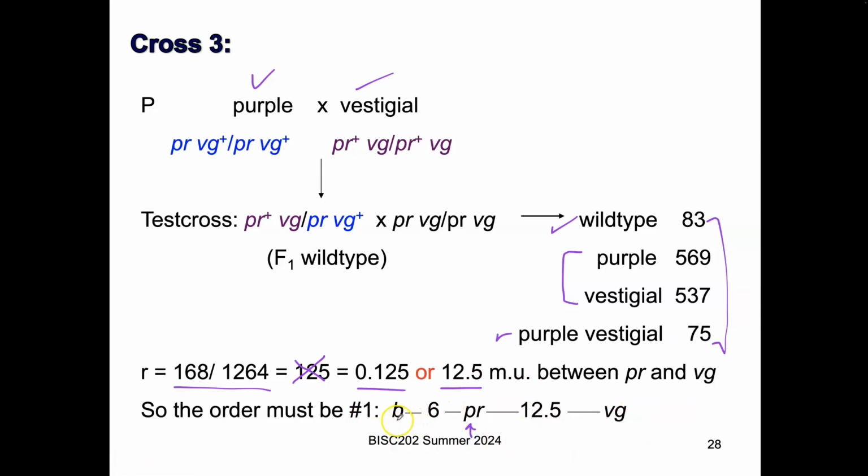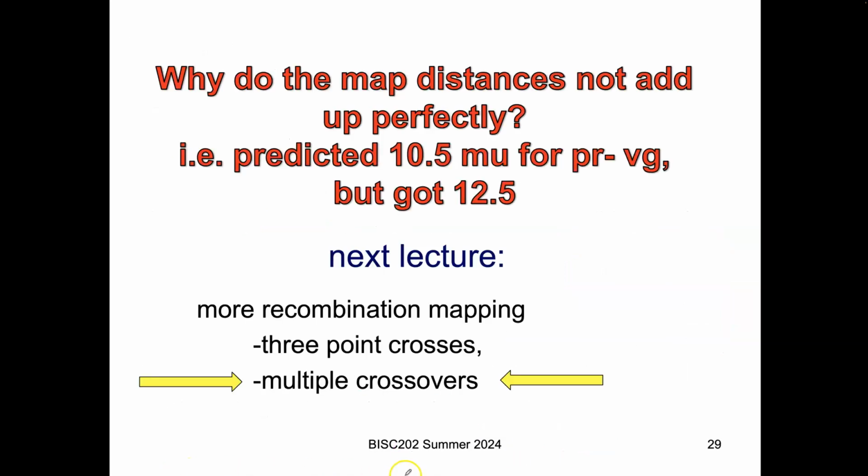And so that's interesting, because for this distance we calculated 16.5 map units, right? But if we add these together, this is actually 18.5, right? So something is very unusual here because the numbers aren't really adding up.